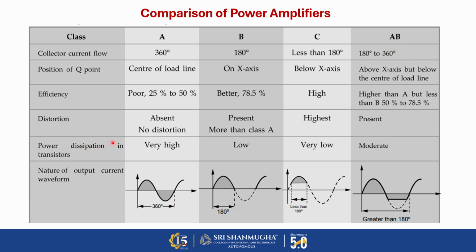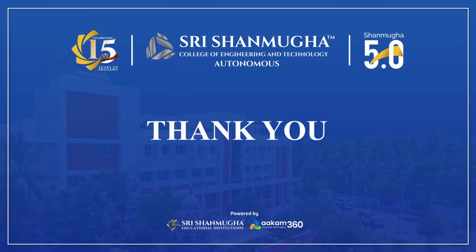Next, power dissipation is very high in the class A amplifier, low in class B, very low in class C, and moderate in class AB. As for the Q point position, the location of the Q point in the class A amplifier is the center of the load line. In class B it lies on the x-axis, in class C the Q point lies below the x-axis, and in class AB it lies above the x-axis but below the center of the load line. So this is the comparison of the power amplifiers. Thank you.